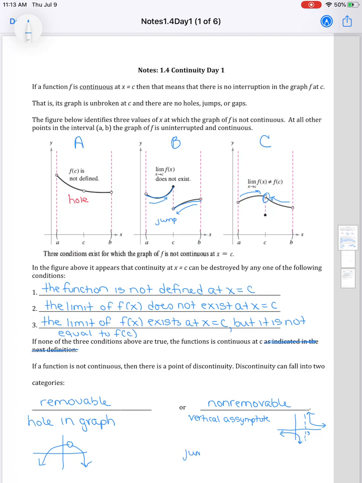Type number 2 is something called a jump. We had graphed these when we talked about limits in section 1.3. So B above would be an example of a jump. But these are both types of non-removable discontinuity. And what you're going to have to do when they ask about continuity is identify: is it removable or non-removable if it is not continuous? And what kind, hole, vertical asymptote, or jump, would apply?